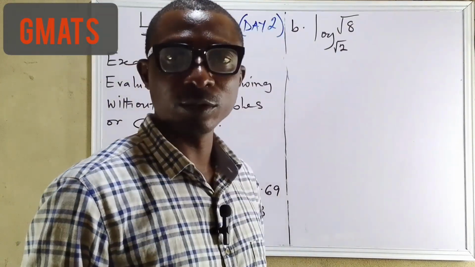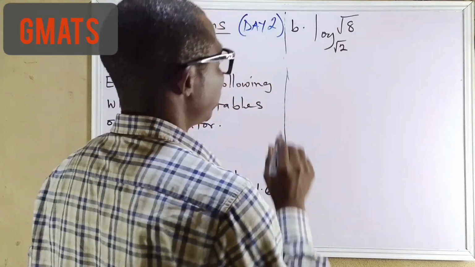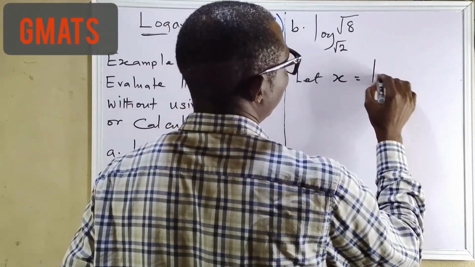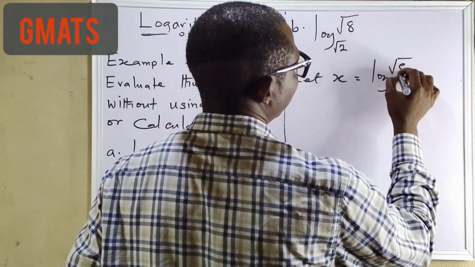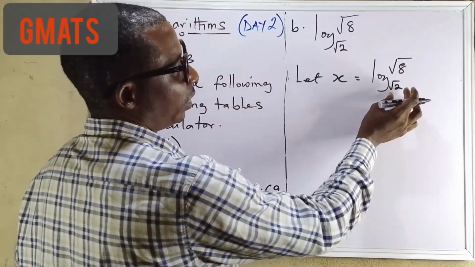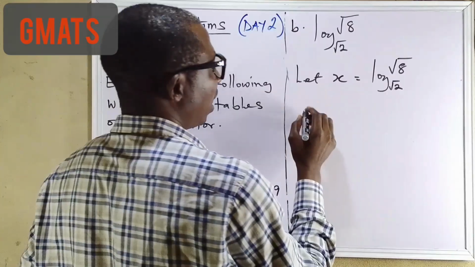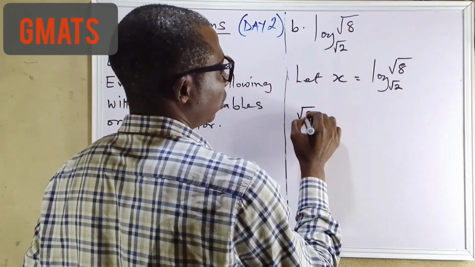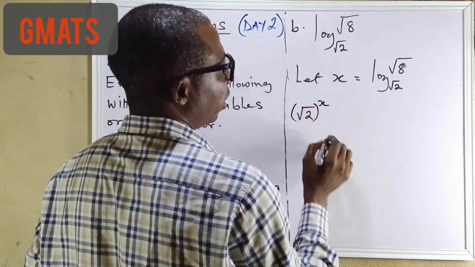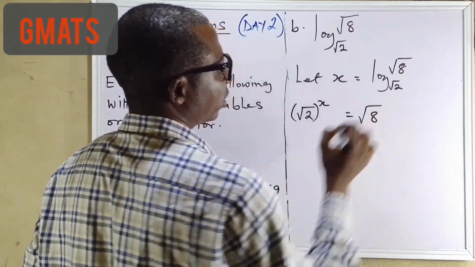Evaluate log of square root of 8 base square root of 2. Now how do you do this? You start by saying let x be equal to log of square root of 8 base square root of 2. Now this is the base, this is the number, and this is the power. So the base comes here. So you have square root of 2 raised to power of x equals square root of 8.